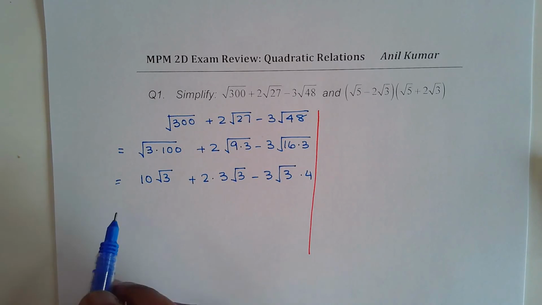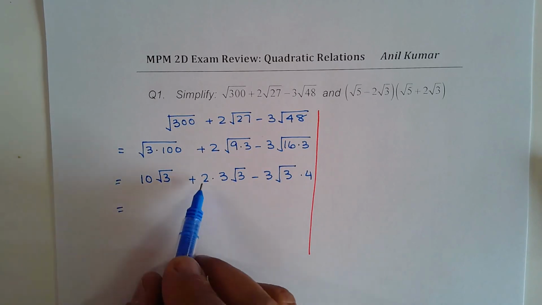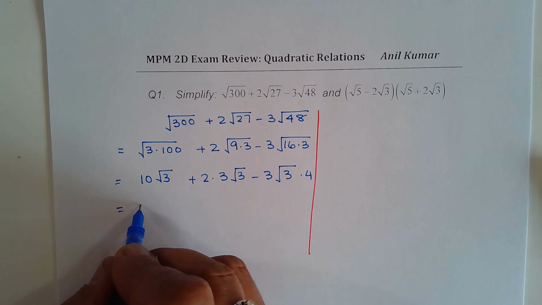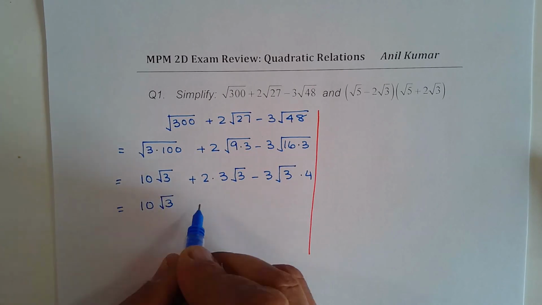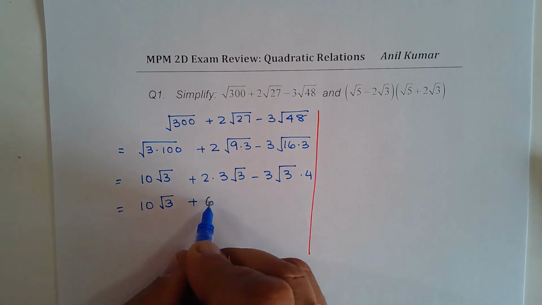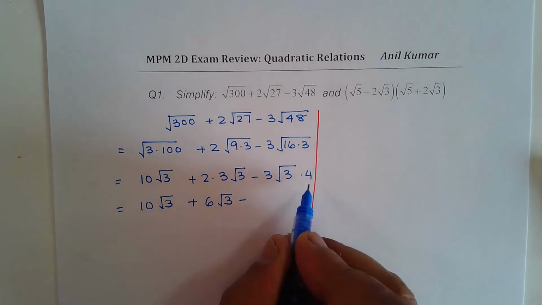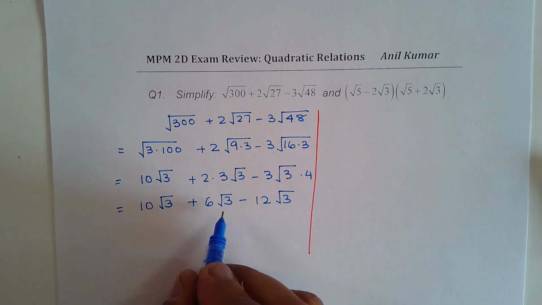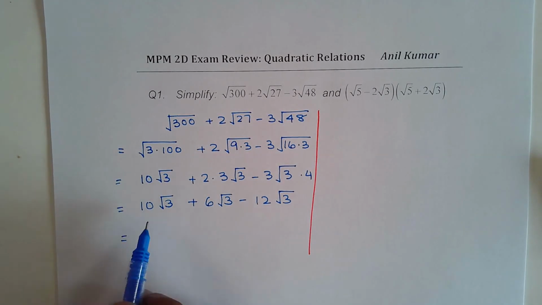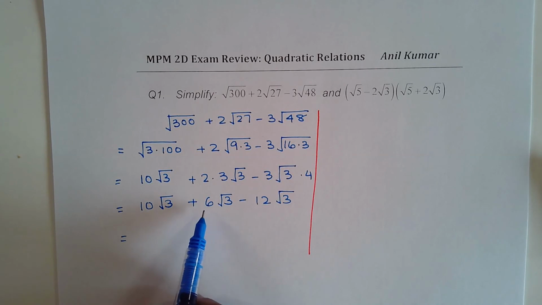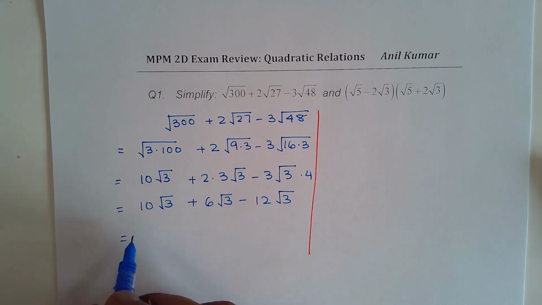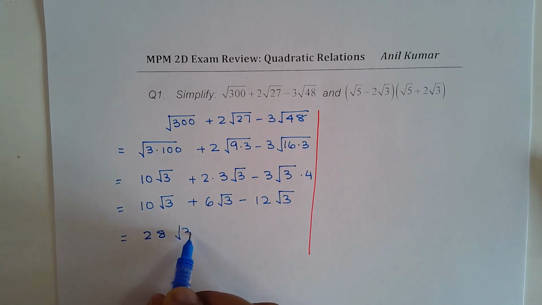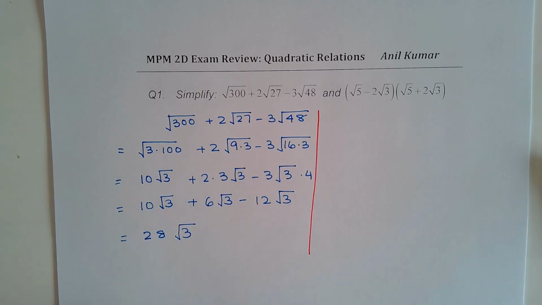Now let's simplify this. 2 times 3 is 6. So we could write this as 10 square root 3 plus 6 square root 3 minus 4 times 3, 12 square root 3. Now square root 3 is common, so you can add all these. So we get 10 plus 6, 16, and 16 plus 12, 28. So we get 28 square root 3 as our answer. So I hope that is absolutely clear.